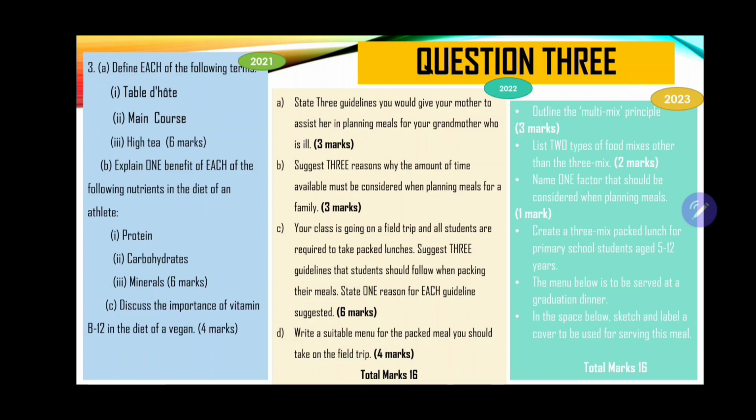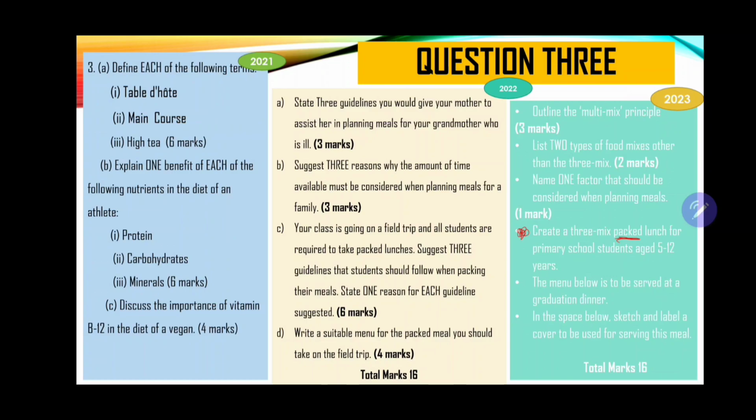Now let us look across to 2021 and 2022 to see if we see any other question about packed meals, right? Now in 2023, you see here where that red mark is, it says create a 3-mix packed lunch for primary school students aged 5 to 12 years. Packed is the keyword. So this question is drawing your knowledge about the multi-mix principle, on creating packed meals, and on suitable foods for children age 5 to 12, right? With all that knowledge and all the guidelines, you should be able to plan adequately.